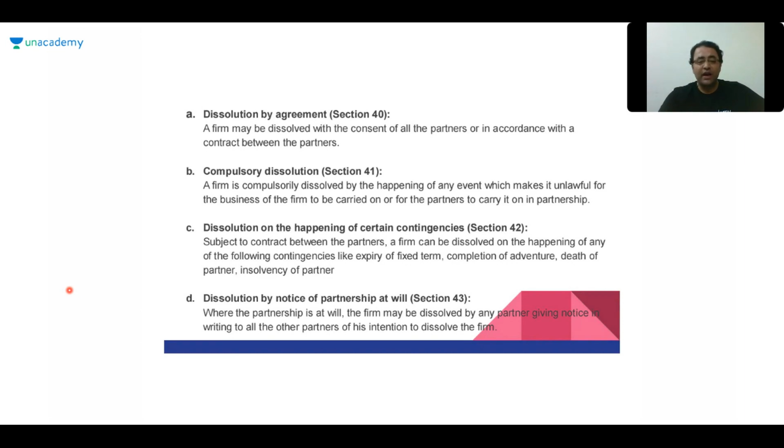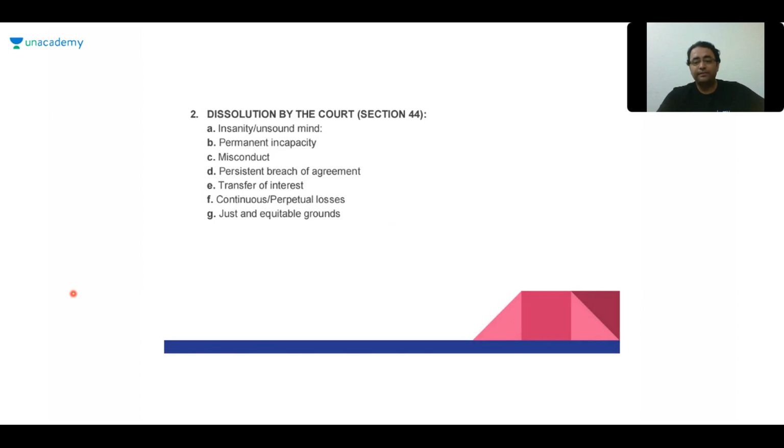Dissolution by notice of partnership at will. Where the partnership is at will, the firm may be dissolved by any partner giving notice in writing to all the partners of his intention to dissolve the firm. So these are 4 ways in which a partnership firm can be dissolved without the intervention of the court. Now, let's look at dissolution by the court. In the following 7 instances, there can be dissolution of a partnership firm by the court.